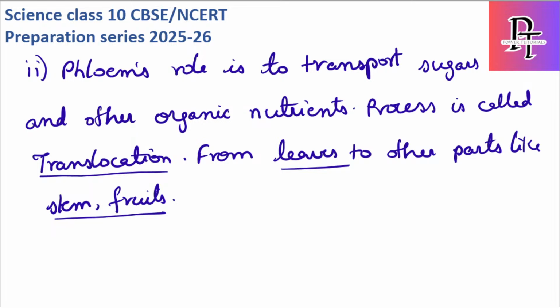Due to light energy, water and sunlight, food and other nutrients will be created in the leaf structure. From the leaves it has to travel to all the body parts. This is happening through phloem. If they ask you about phloem, you simply say that it transports sugar and other organic nutrients from leaves to other body parts, and this process is called translocation.